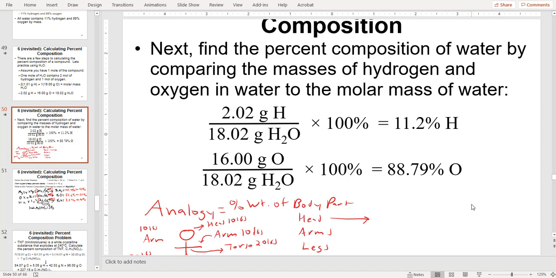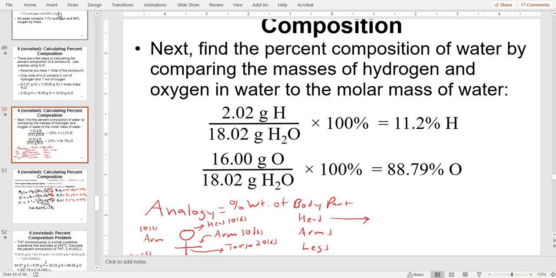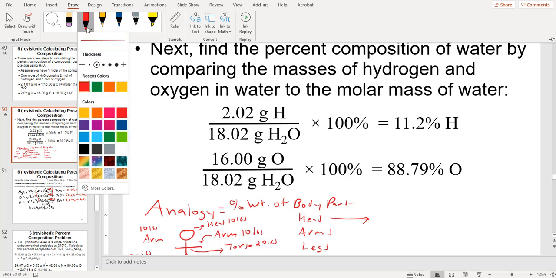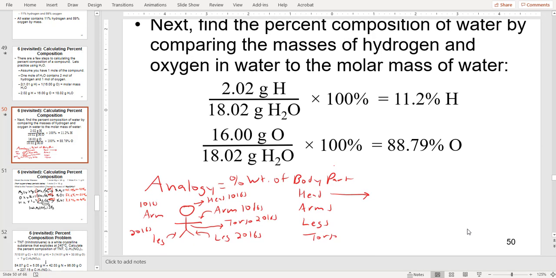Now, this doesn't do too much for us in Chemistry 101 or 105, but it does allow you to do some really cool calculations if you take more advanced science. So this is more preparatory for your future science classes. But just to give you an analogy of a percent composition, let's go ahead and look at the gentleman down below. We're going to figure out the percent weight of each body part.